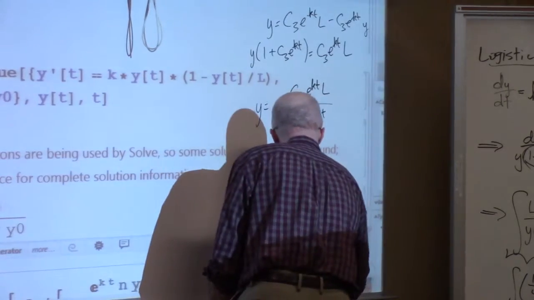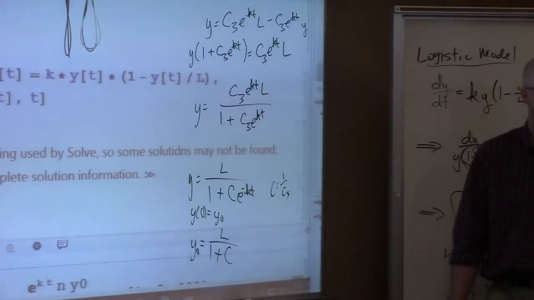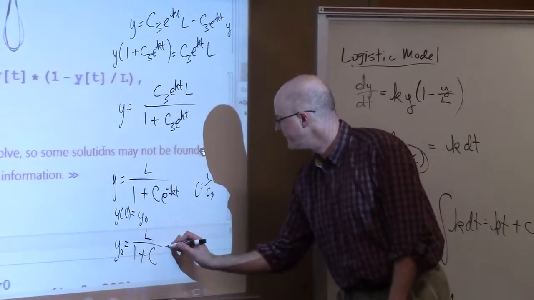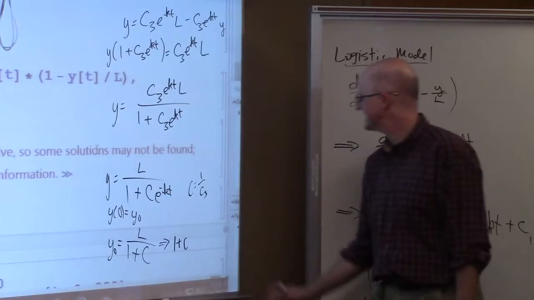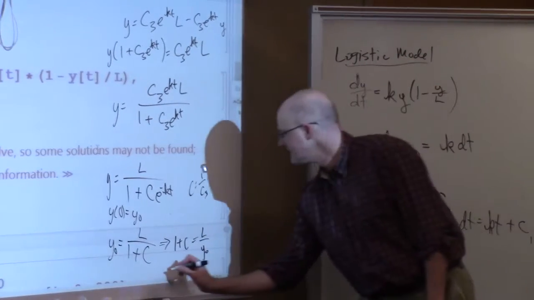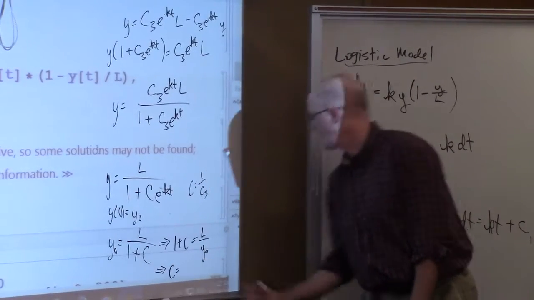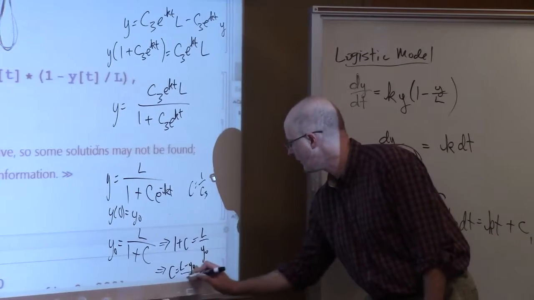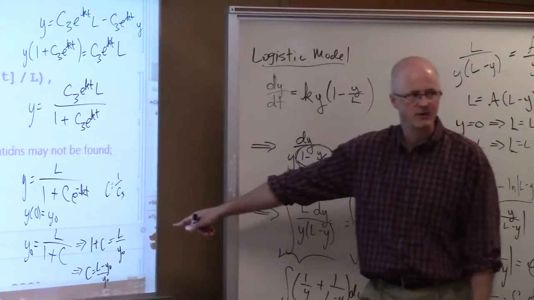Plug in t equals 0, you're going to get this, because e to the 0 is 1. Solve this for C in terms of y0. If you multiply both sides by 1 plus C and divide both sides by y0, you get this. C is going to be L over y0 minus 1, which, if you get a common denominator of y0, is L minus y0 over y0. It's just some algebra there. You can check it on your own.